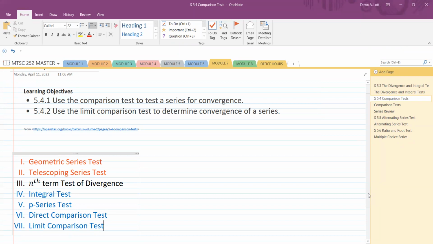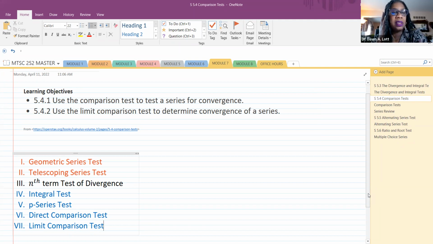So before I get started on the next two tests, I'd like somebody to tell me some information about the geometric series test. What can you tell me about the geometric series test? Anybody? Or the telescoping series test, or the nth term test of divergence, or the integral test, or the p-series test. I would like you to please tell me some information about these tests.